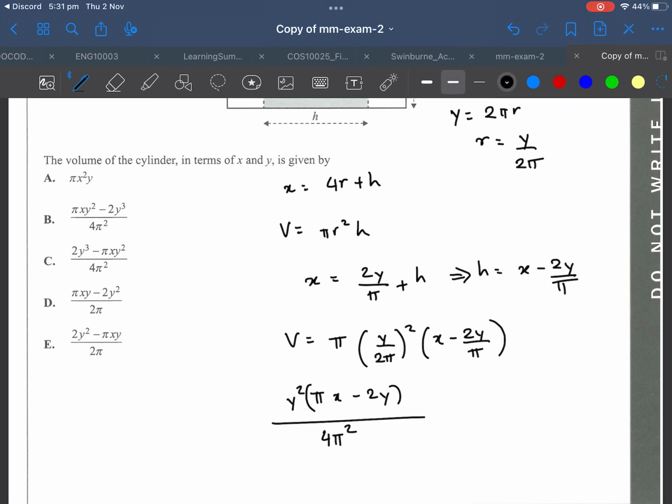Okay, so it looks like option B, because they have just expanded this, so this will just become pi x y squared minus 2y cubed on 4 pi squared. Okay, yeah, option B it is.